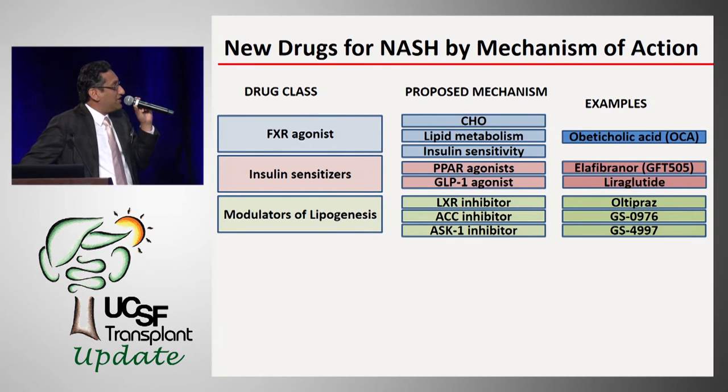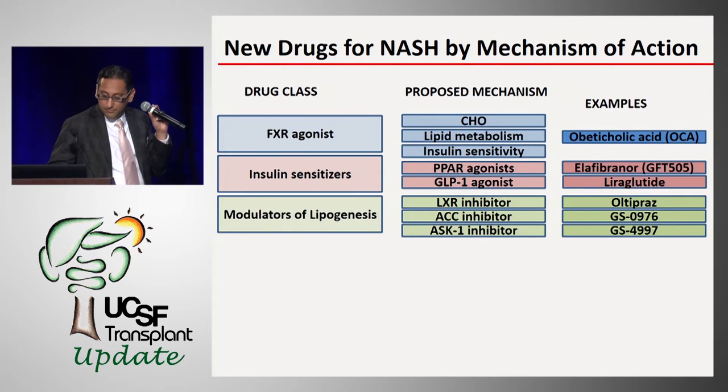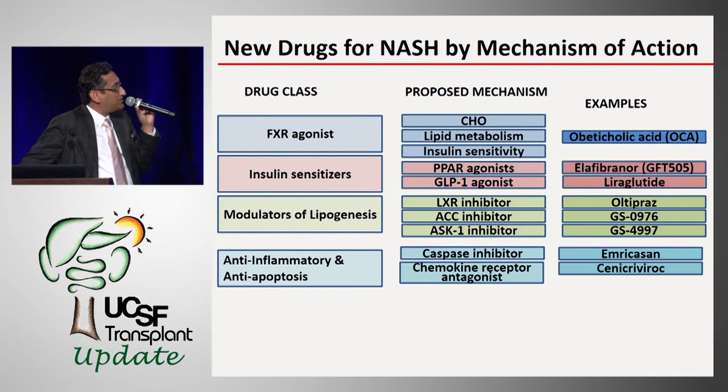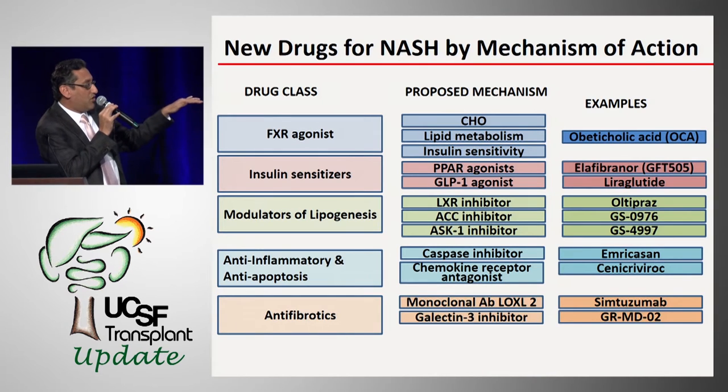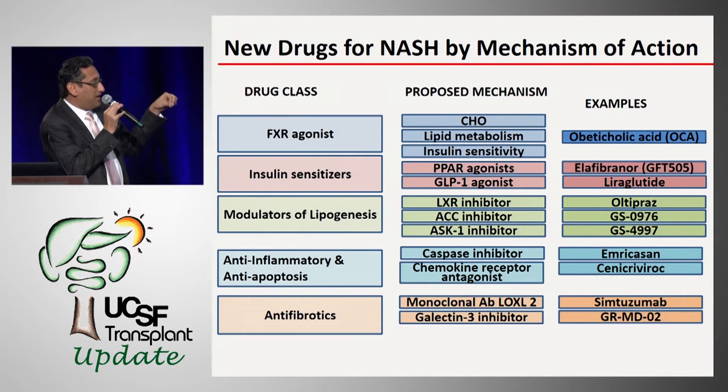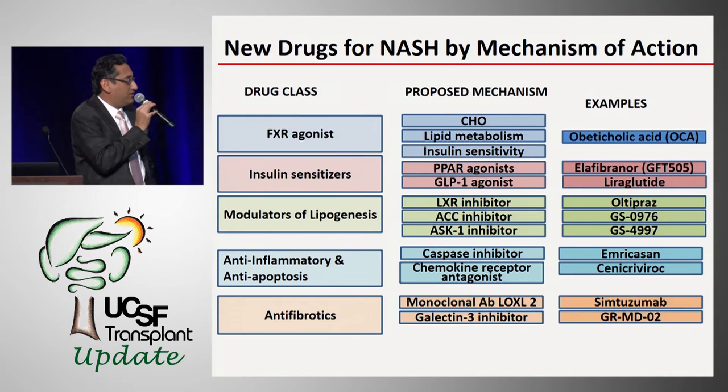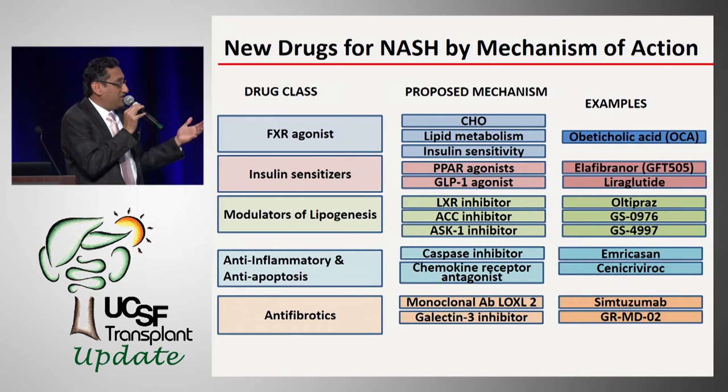Among the modulators of lipogenesis, the LXR inhibitor is in a phase 2 trial. Both ACC and ASK inhibitors are in phase 2 clinical trials. The anti-inflammatory and anti-apoptosis agents are the caspase inhibitors and chemokine receptor antagonists. The last group are the antifibrotics. Two main antifibrotics in phase 2 clinical trials are the monoclonal antibody for LOXL2, which inhibits the extracellular matrix and prevents fibrosis, and a Gilead medication called simtuzumab, which we are evaluating in both cirrhosis with NASH and advanced fibrosis in NASH. The collagen 3 inhibitor is also in a phase 2 clinical trial.